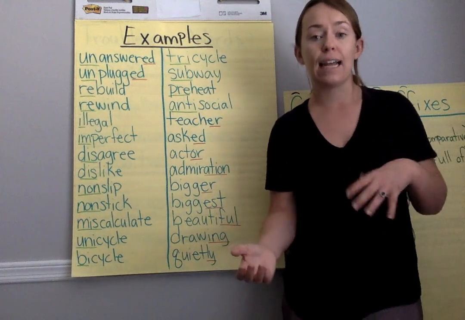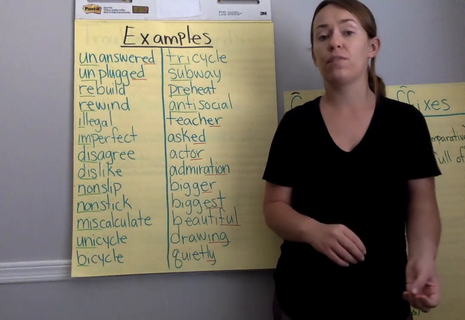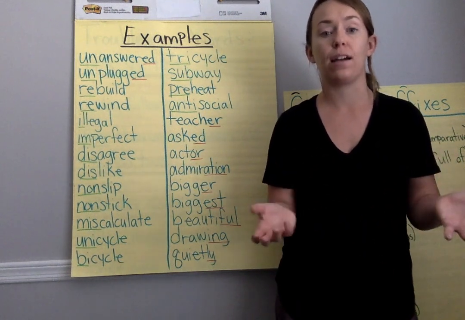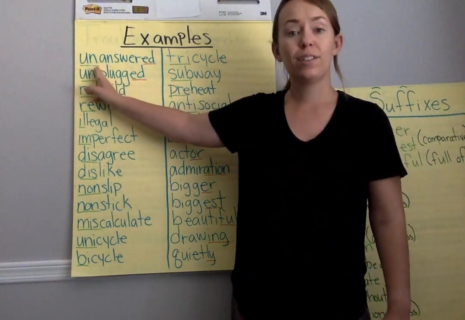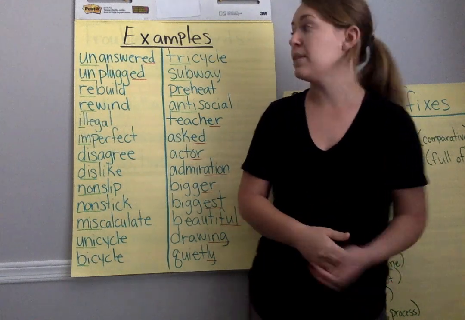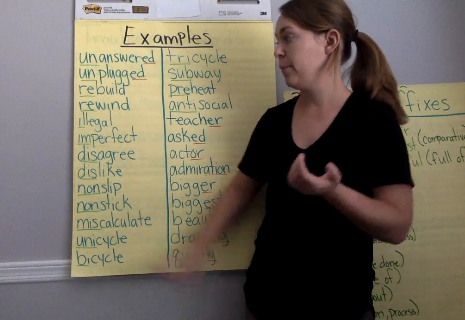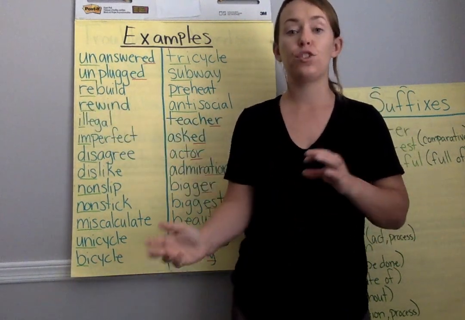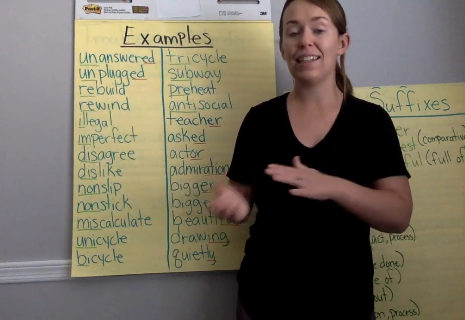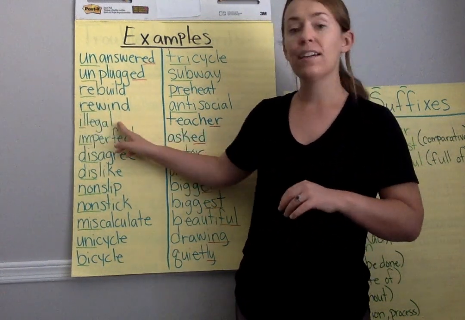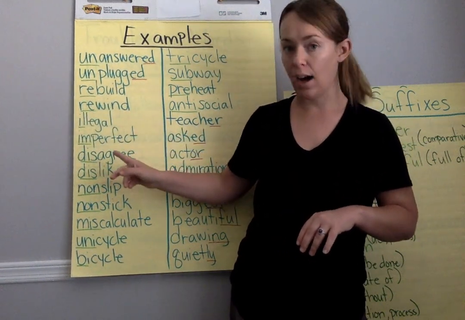Okay, so in your assignment, it's going to ask you to write the definition of some of these words based off of their prefix or off of their suffix. If it has un, you just know that it's going to be not or opposite. If it's unplugged, it is not plugged in. Okay? To rebuild something means to build it again. To rewind something means to wind it again. Illegal means it is not legal. Imperfect means it is not perfect.